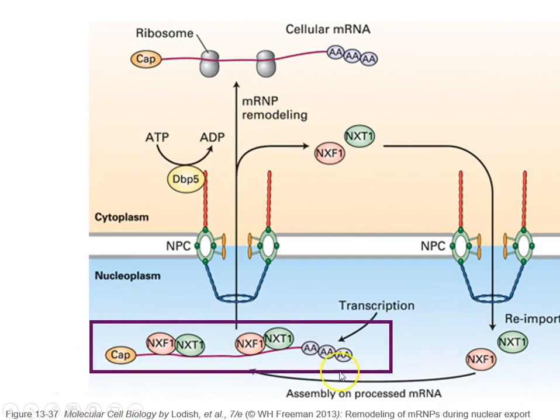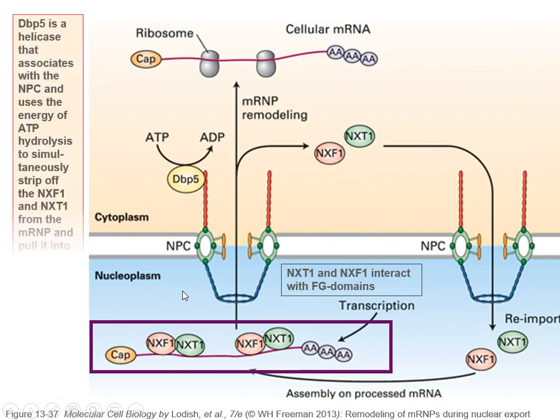Okay, so anyway, here is the messenger RNA. There's the cap, there's the poly A tail, and then these are the factors that allow it to interact with these FG proteins to allow it to leave the nucleus and go out into the cytosol. So again, the job of the NXF1 and the NXT1 is to shove those FG domains out of the way so they can leave.